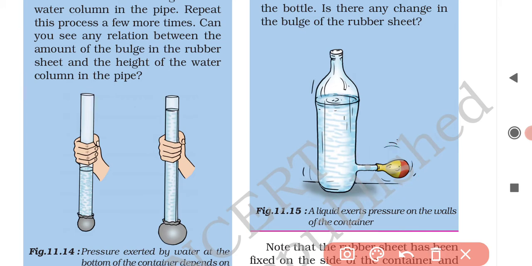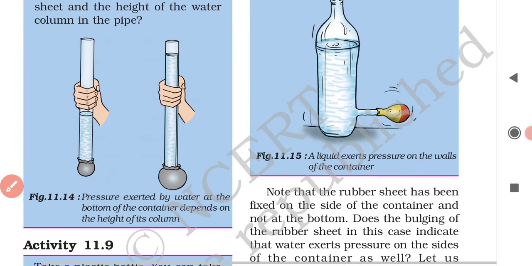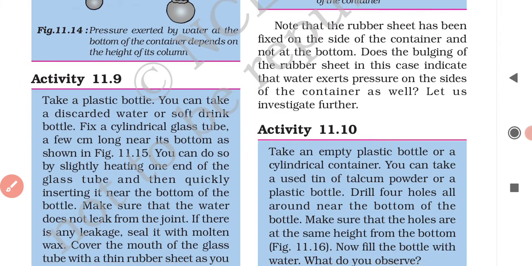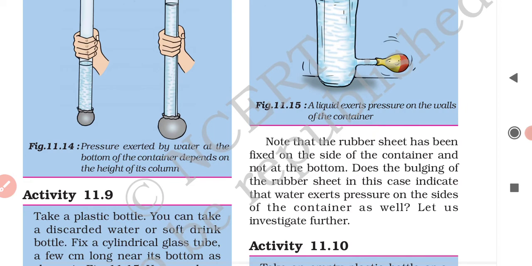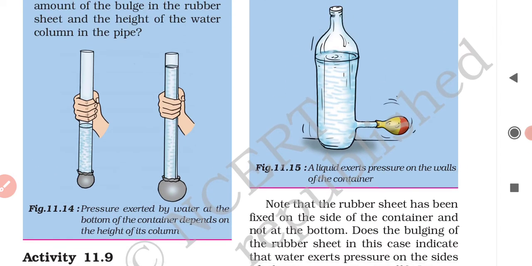Water should not leak from the joint. You have to keep that in mind. Clear? Then you also have to tie a thin rubber sheet, say from a rubber balloon. You have to tie a rubber sheet, this one.